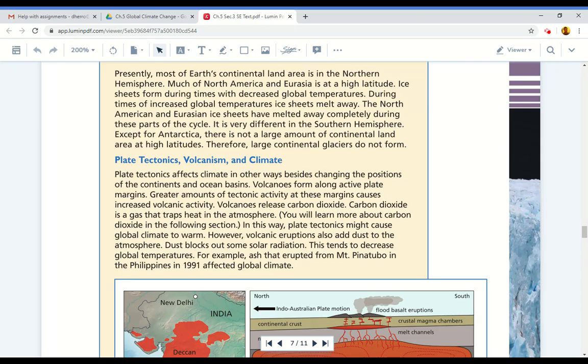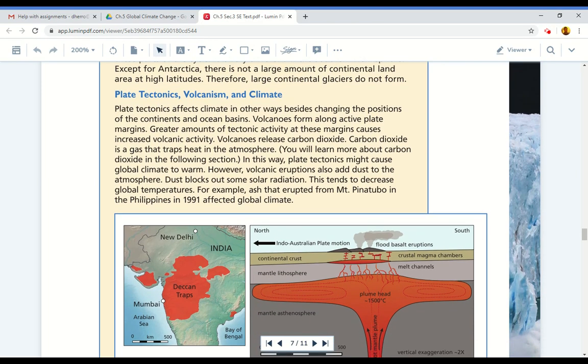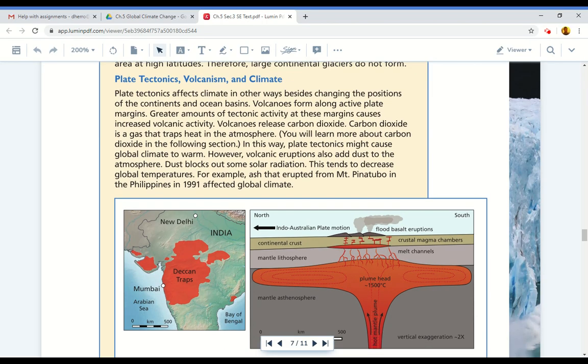It is very different in the southern hemisphere. Except for Antarctica, there is not a large amount of continental land area at high latitudes. Therefore, large continental glaciers do not form.